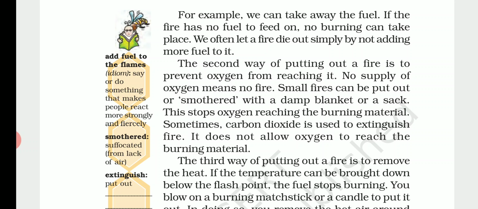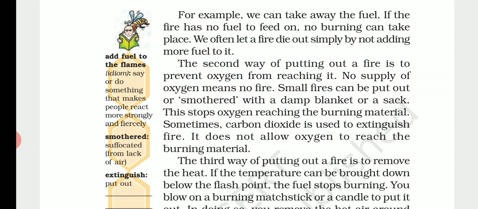Why? Because oxygen, air will not pass, so air will not pass to the person. So what happened? Fire will not be damaging that person. Fire will be stopped, because the supply of oxygen is cut off by the help of that blanket. So that is what it is told here.